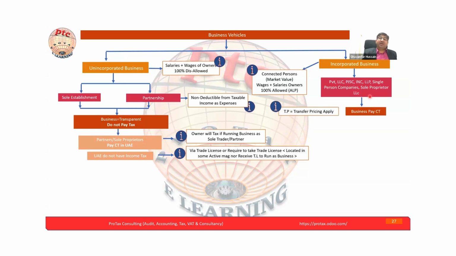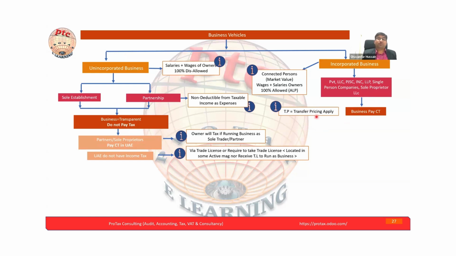Now here the business will pay the tax, not the owner. Under an unincorporated business, the partners are the owners of the company, and they will pay. The business will not pay. Here we are saying the business will pay the tax.